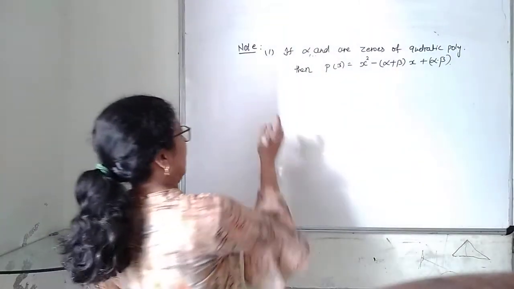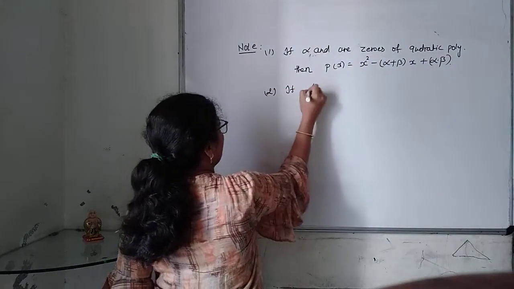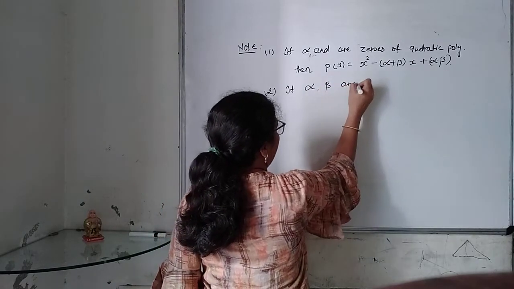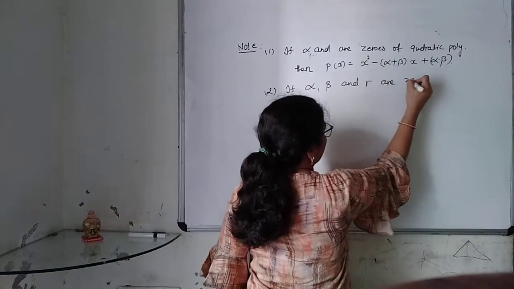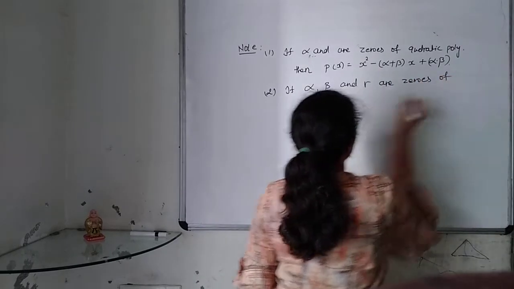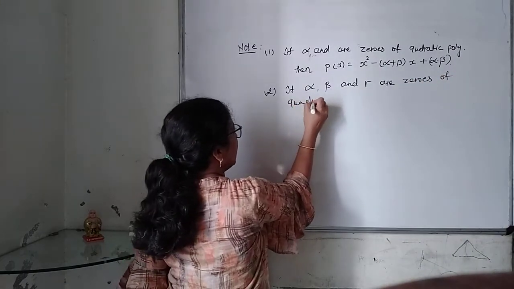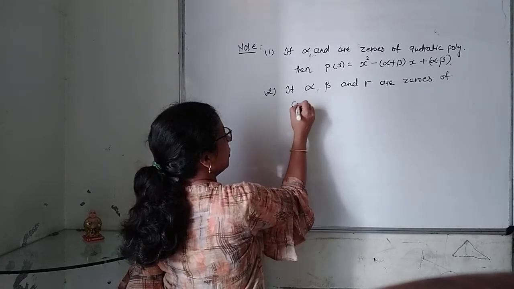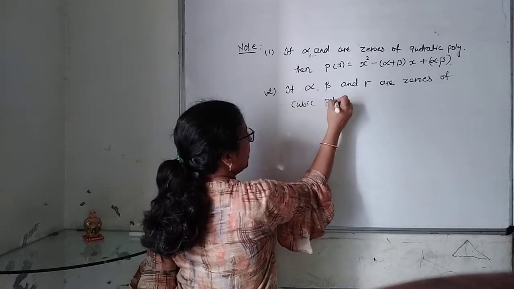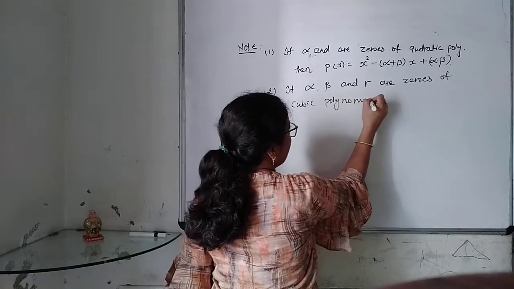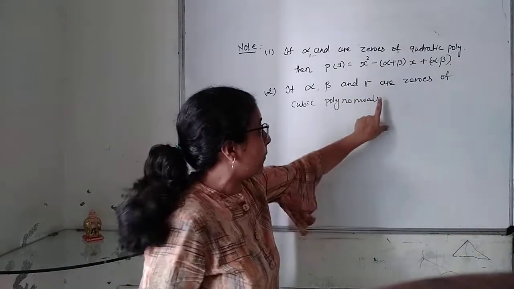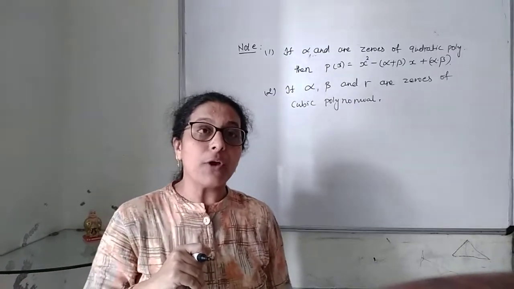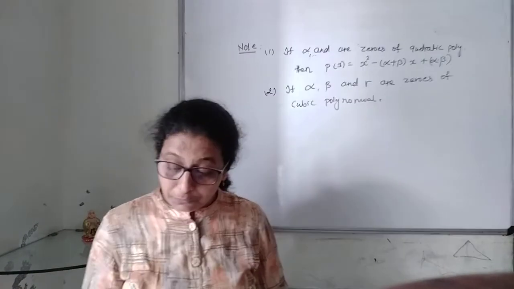Now we go ahead. That is, if alpha, beta and gamma are zeros of quadratic polynomial. Oh, sorry. It is 3 zeros are there. So it is cubic polynomial. These are the zeros of the cubic polynomial. Then find the cubic polynomial. अगर आपको ऐसे find करना है, then how to find it?